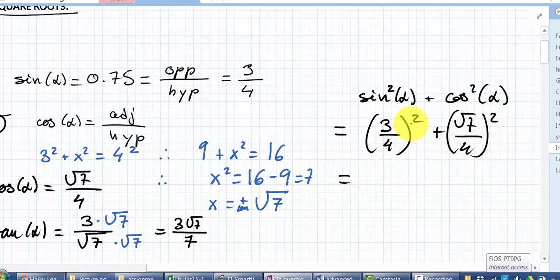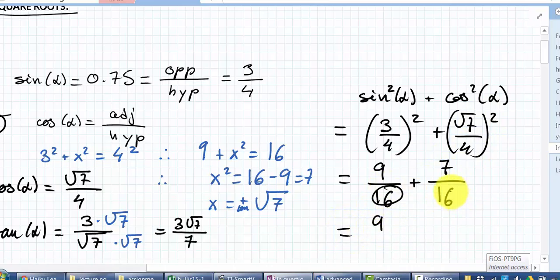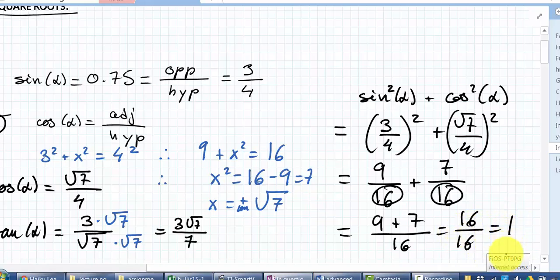So what is 3/4 squared? How do you square a fraction? You square the numerator and you square the denominator. You do the same here. What's square root of 7 squared? It cancels the square root, and that's just 7 over 4 squared, 16. The denominators are the same, so you can add the numerators. 9 plus 7 over 16, which is 16 over 16, which is 1. That's it. We've done the first problem.